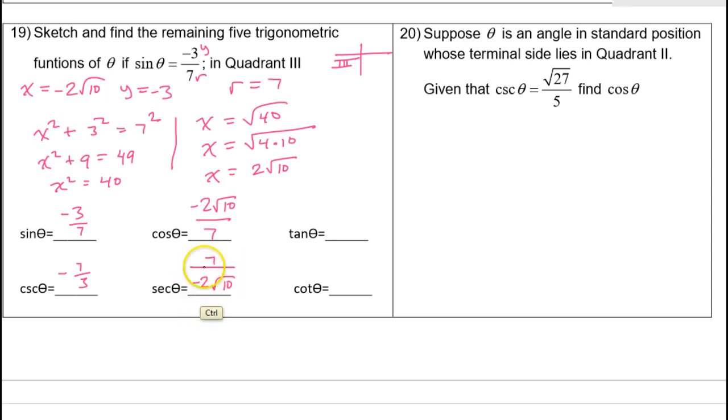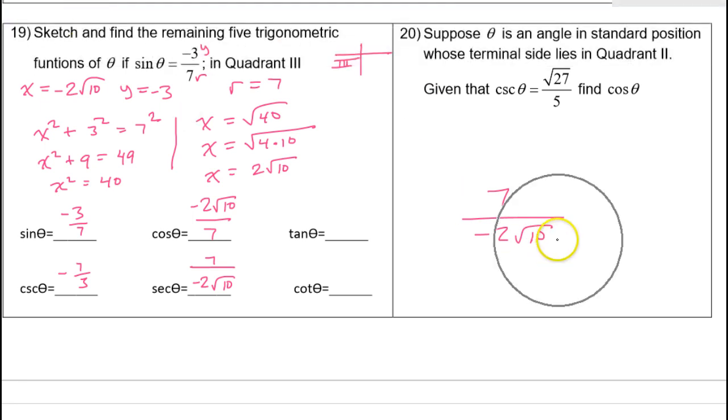Okay, when you have an extra number down here, you really need to rationalize the denominator. We can't leave it like this. So I think I'll do that off to the side. I'll erase this in a moment. So I have 7 over negative 2 radical 10. I want to rationalize the denominator, so I'm going to multiply by radical 10 in the top and the bottom.